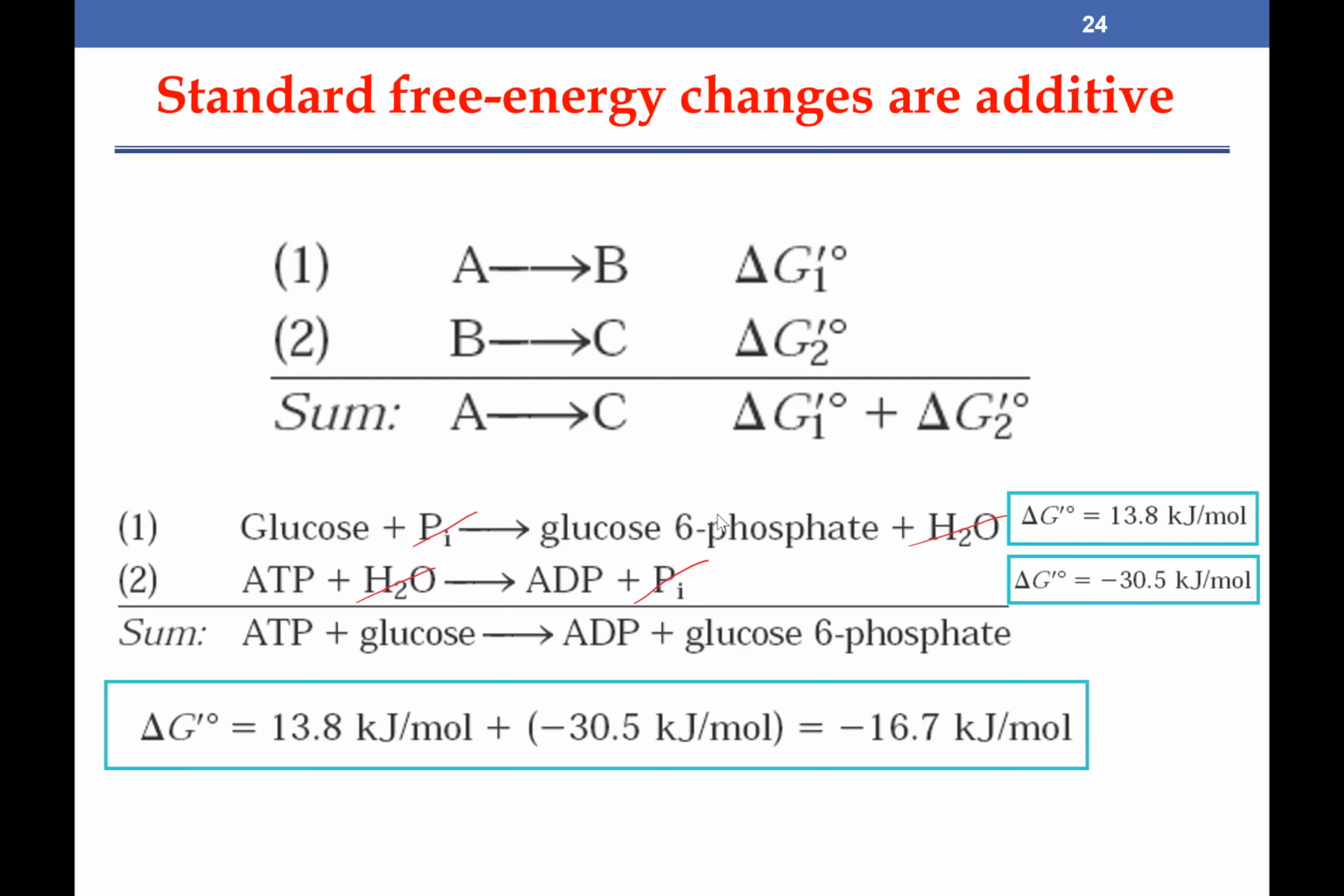So here is an example. The way I can add this is because B is a product here, and then B gets used up to form C. So I can just cut B out of the equation and just say A becomes C.